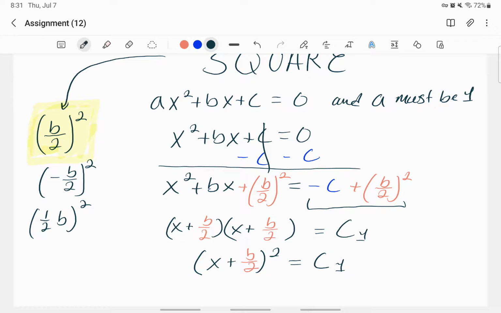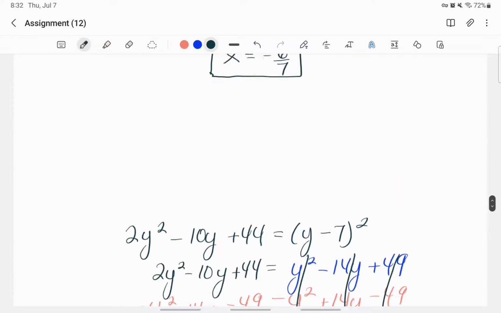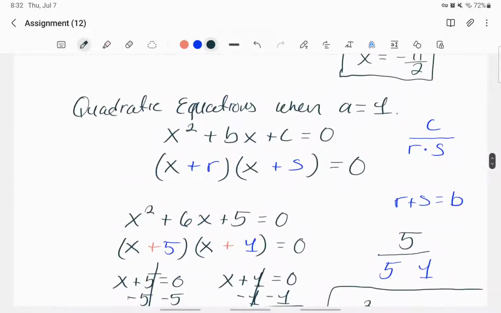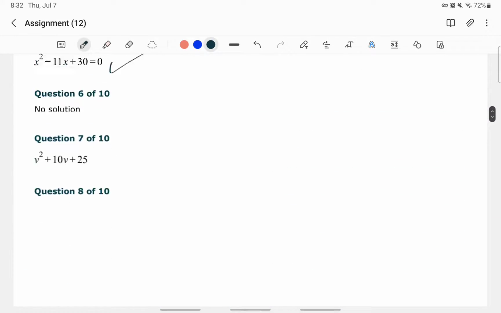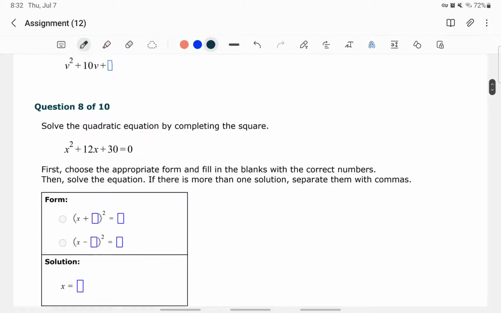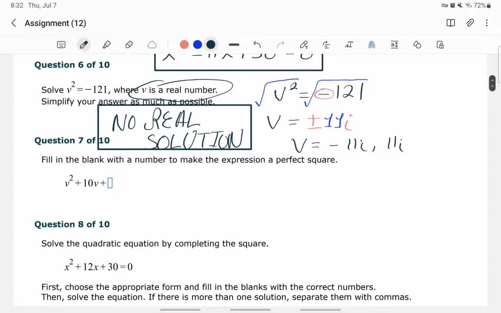So what we're going to do in this video is actually complete the square for 2 types of questions. Let's scroll up to the top. And we're going to do questions 7 and 8. 7 says, fill in the blank with a number to make the expression a perfect square. In order to do that, we're going to use the formula b divided by 2 squared.